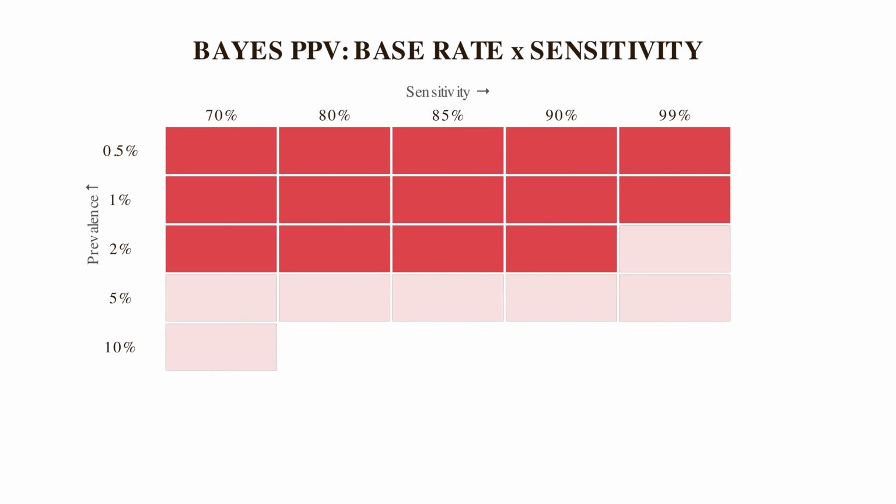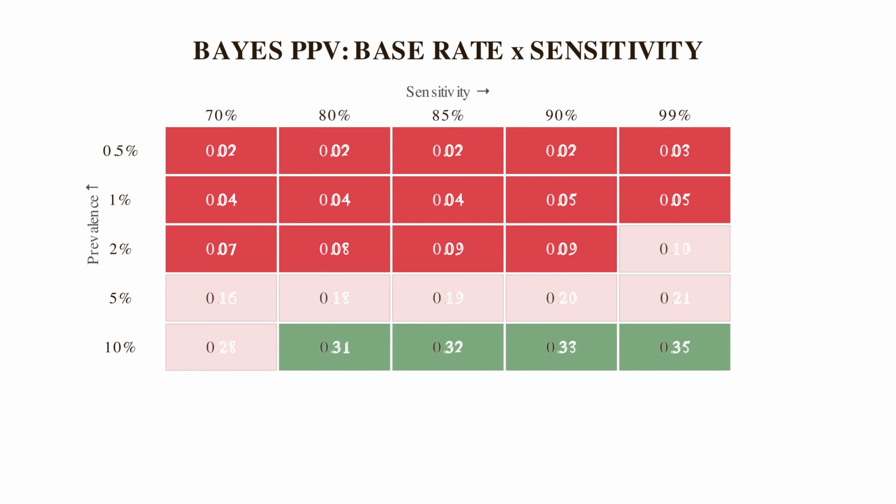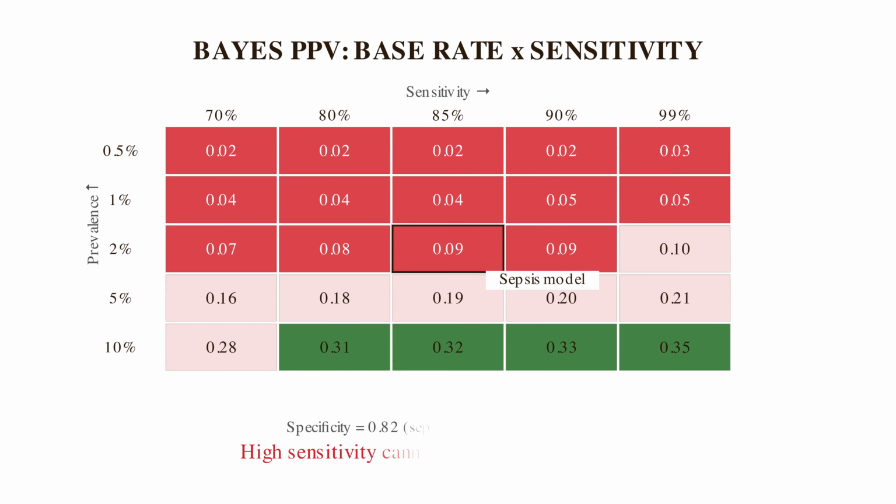The gold band in rows 3 and 4 is the transition zone. Only when prevalence reaches 10% do you start seeing green, and even then PPV tops out at 35% with 99% sensitivity. The grid is the audit.